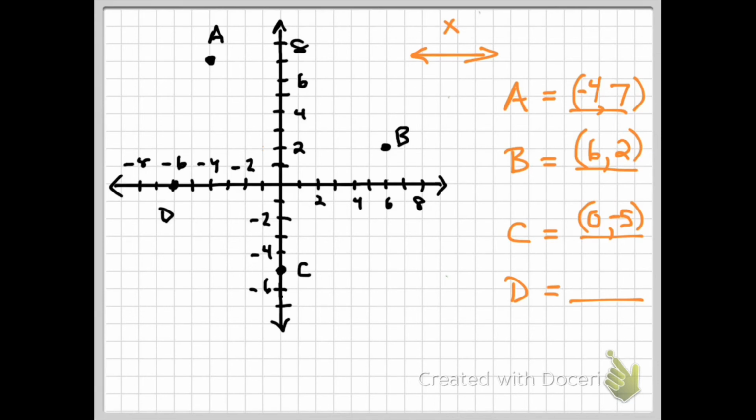And then the last one, D, is similar to C, except that we're going left to right. We're going back 6, but we're not going up or down anywhere. So it's 0. And that's on the x-axis.